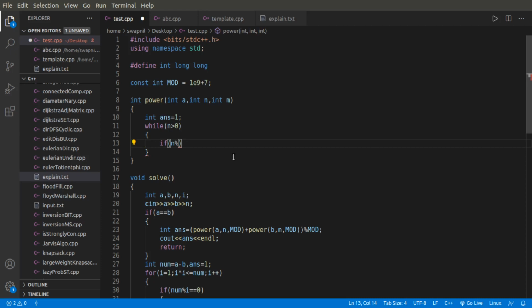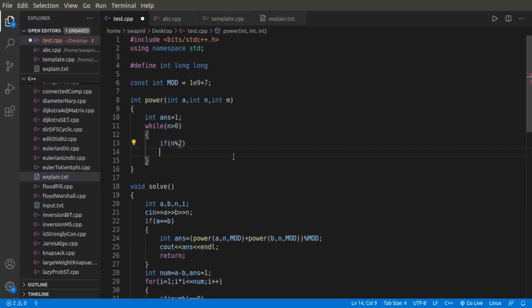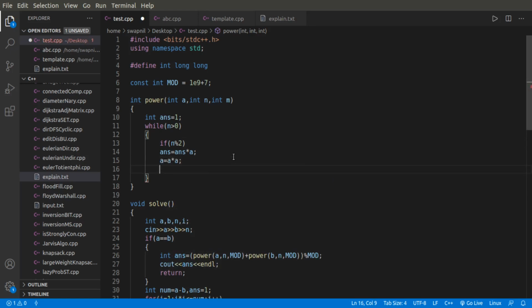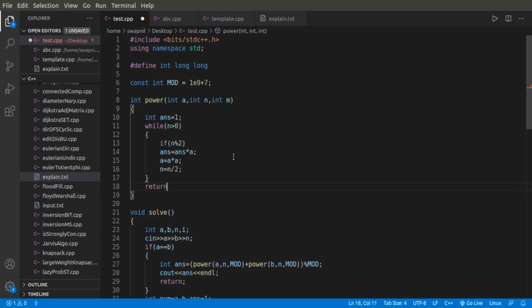Okay, so I have declared answer as 1, and while n is greater than 0, if n is odd, my answer will be answer into a, right? And apart from that particular case, we will also have another term, which is this thing. It's the basic fast exponentiation method, and n is equal to n by 2. I will return here my answer.